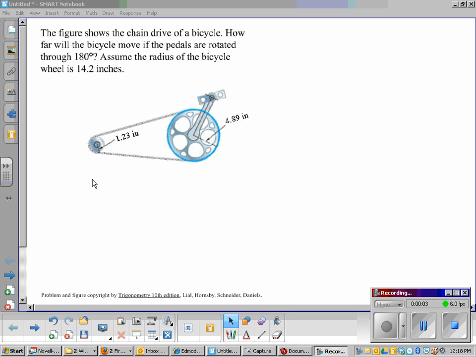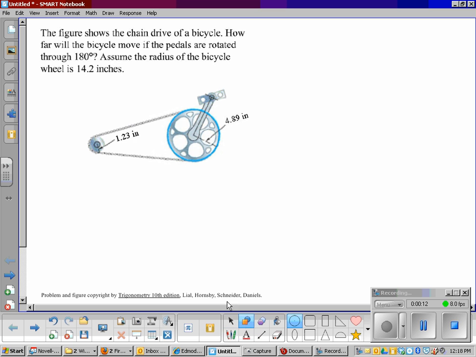The figure shows the chain drive of a bicycle. We want to know how far the bicycle will travel if the pedals are rotated through 180 degrees. What the figure does not show us is the wheel that is actually doing the traveling.